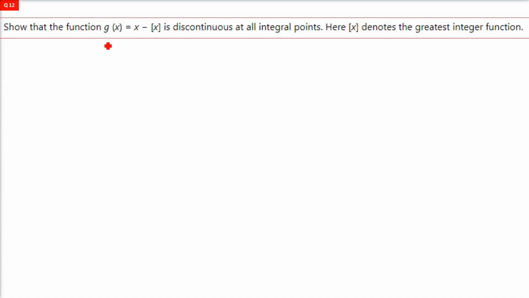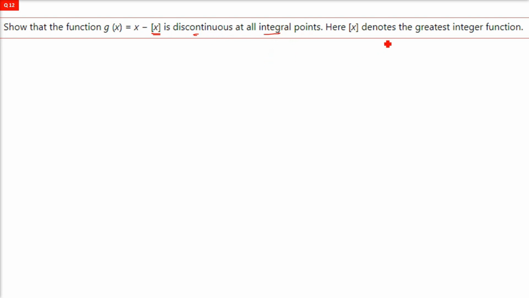Show that the function g(x) equals x minus [x], where this bracket is GIF, the greatest integer function, so I'll call it GIF, is continuous at all integral points. We have to show it is discontinuous. This you can say: square bracket of x is GIF, the greatest integer function.